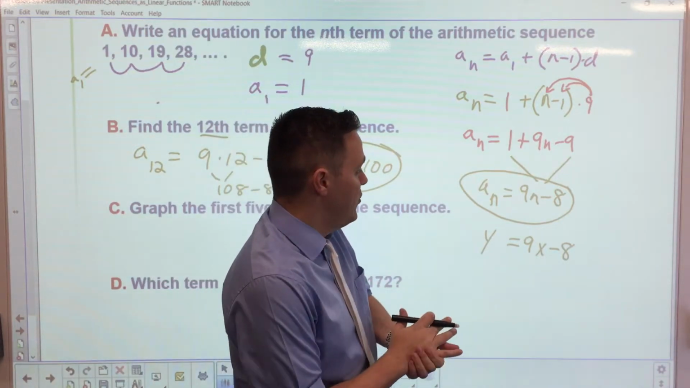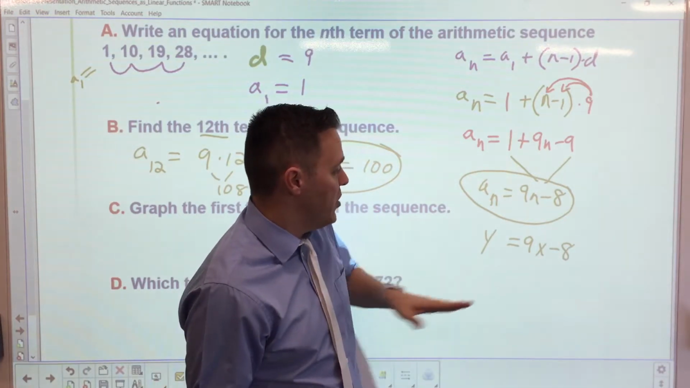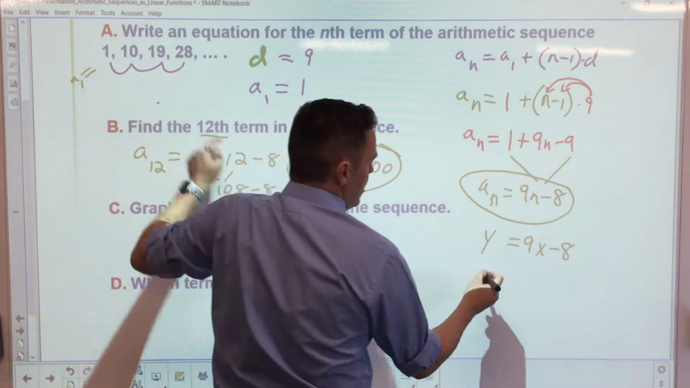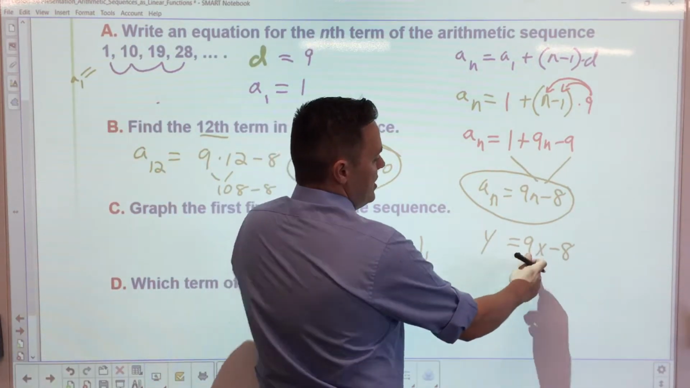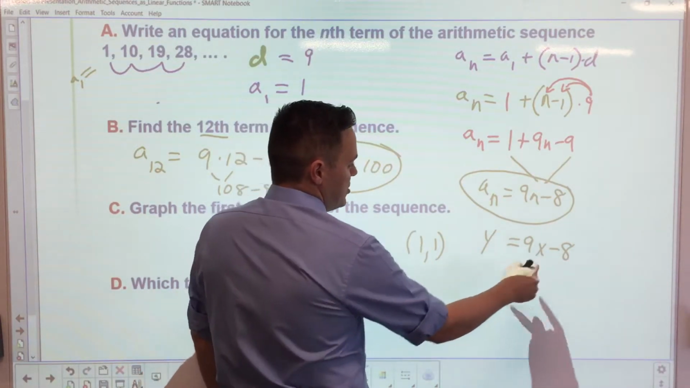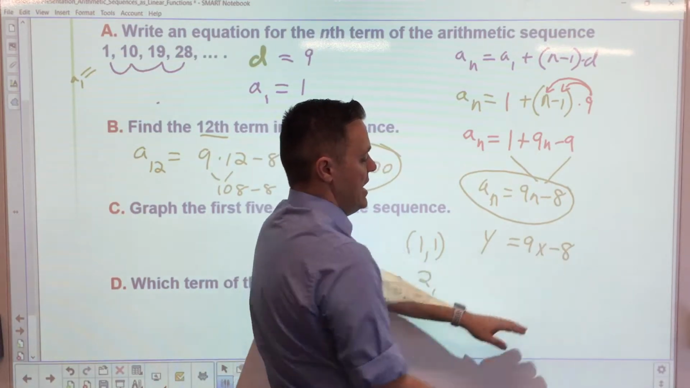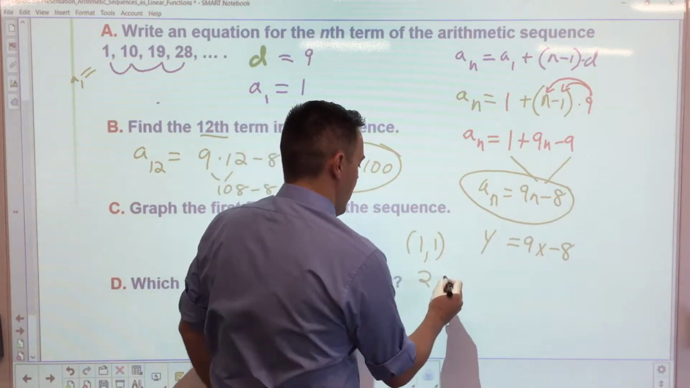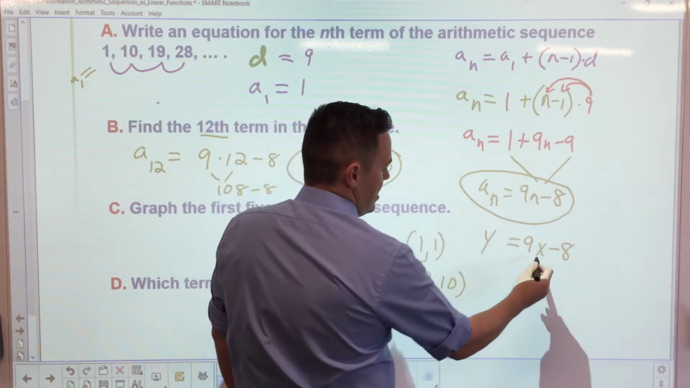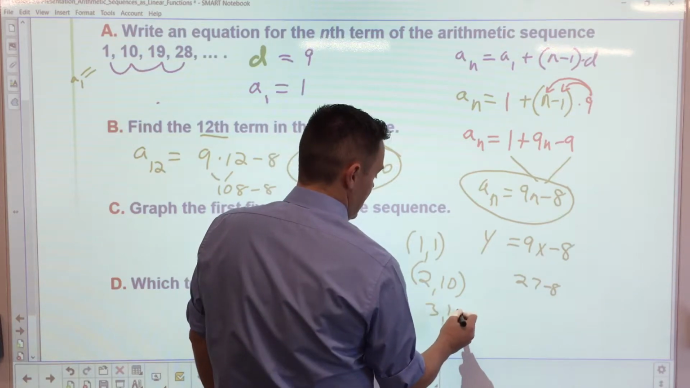Okay, can you graph this equation now? The answer would be what? Yes. But if I plug in a number here, if I plug in the number 1, which would be the same as this one up here, my point would be 1. 9 minus 8 is what? There's my first point. If I plugged in a 2, it'd be 9 times 2 minus 8. So 9 times 2 is 18 minus 8. My point would be what? 10. If I did a 3, it'd be 27 minus 8, which would be 19.